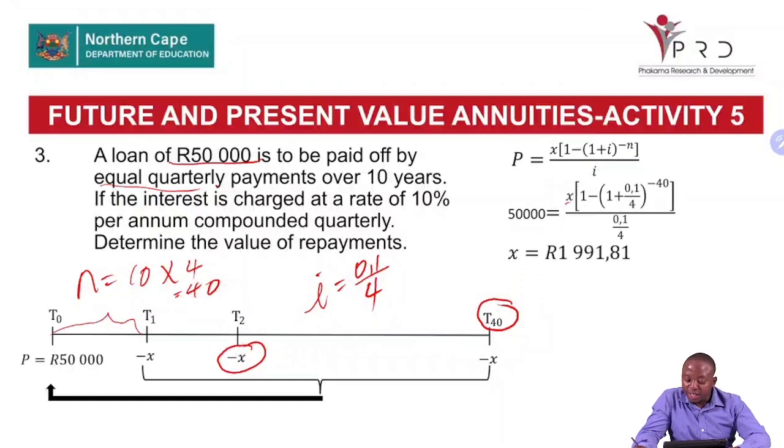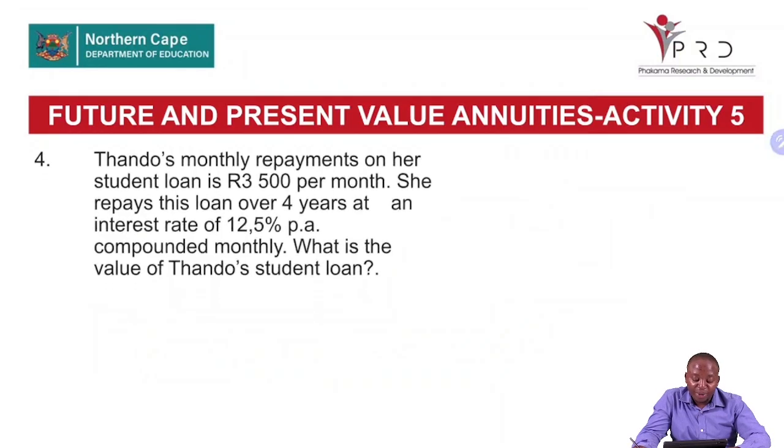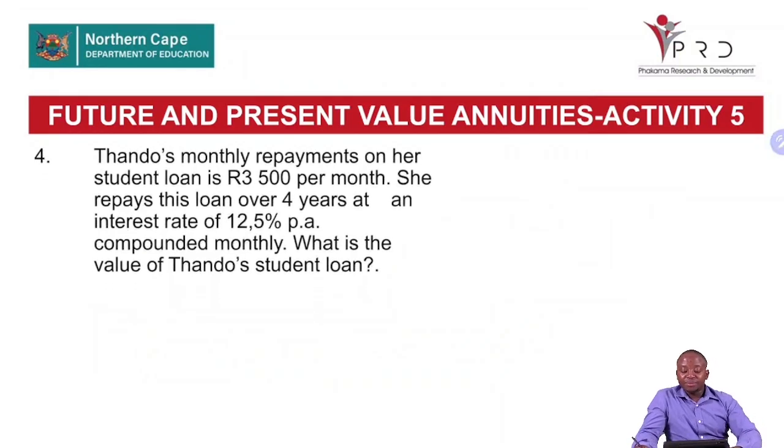Then what is X? The X value is 1,991.81. That is the amount that we pay in that case.